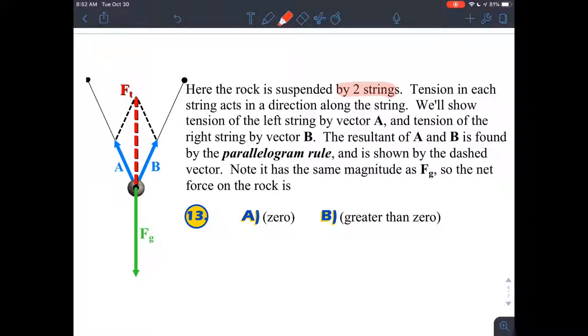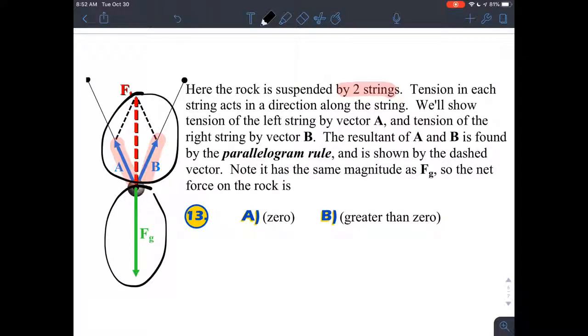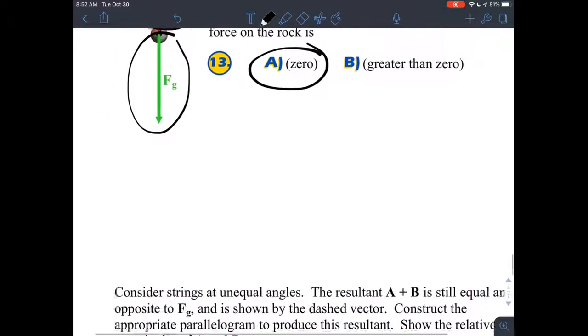So the net force on the rock is what? So again, they're telling us that basically A plus B equals Ft. Okay, so this should look a lot like your table lab, your knot lab, where the knot was not moving, right? So we have one vector here, Fg, that cancels with the sum of A and B. So again, in this case, our net force is still going to be 0, because everything cancels out.